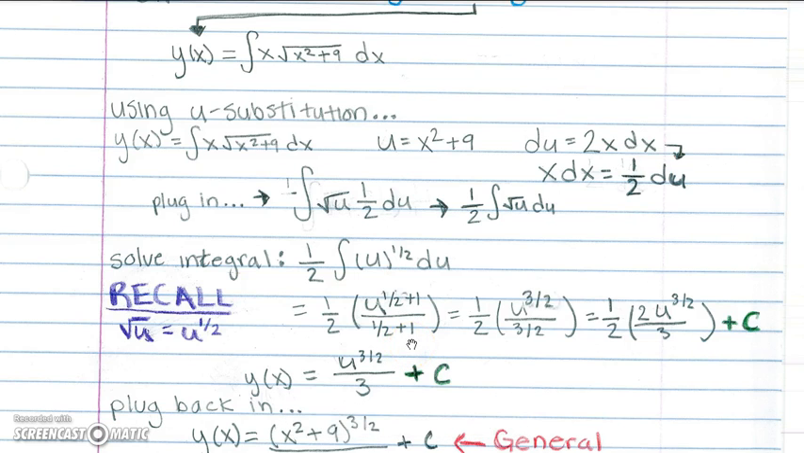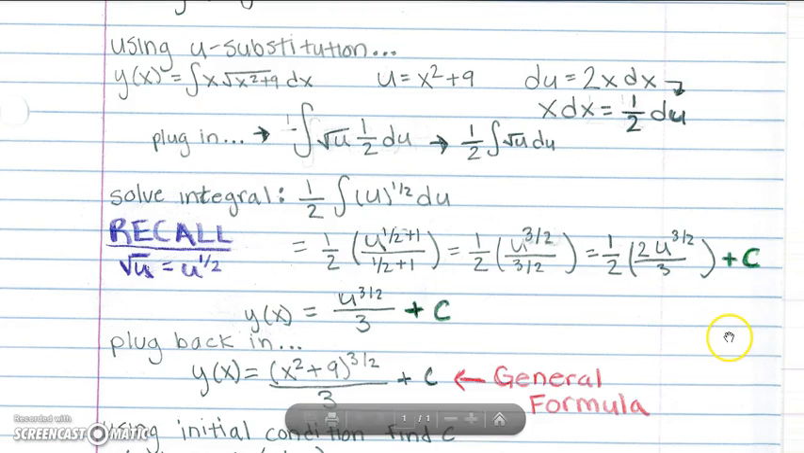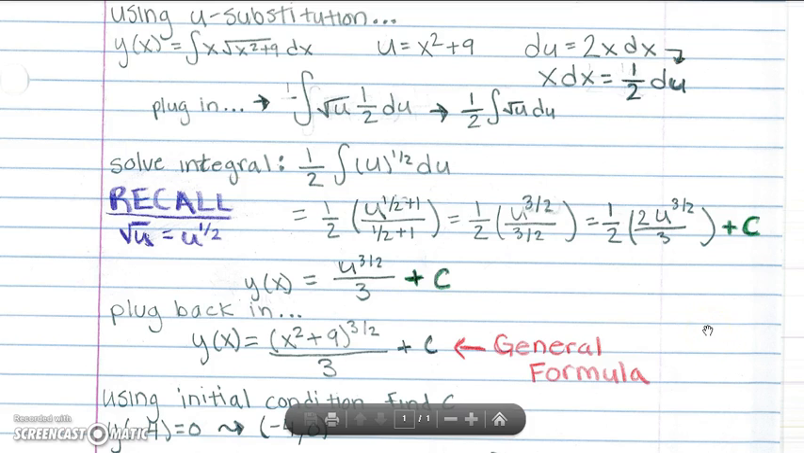Now I simplified it a little bit more, so I end up getting 1/2 times u to the 3/2 over 3/2. And then once again I simplified it more, where I had 1/2 times 2u to the 3/2 over 3 plus c, because that constant's going to be really important for the next part. Then once you cancel out the 2's, you end up getting a simplified solution where y of x equals u to the 3/2 over 3 plus c.